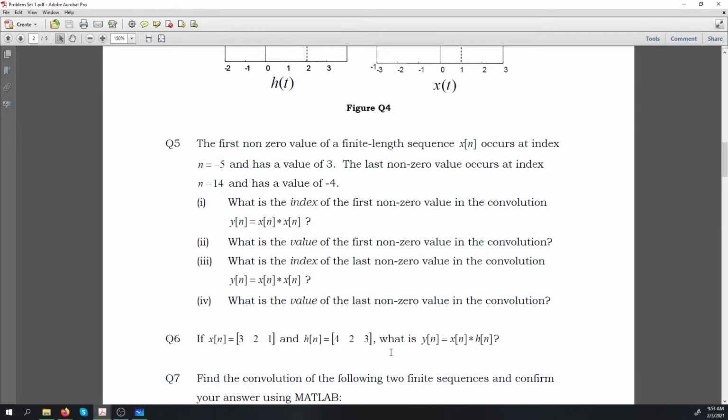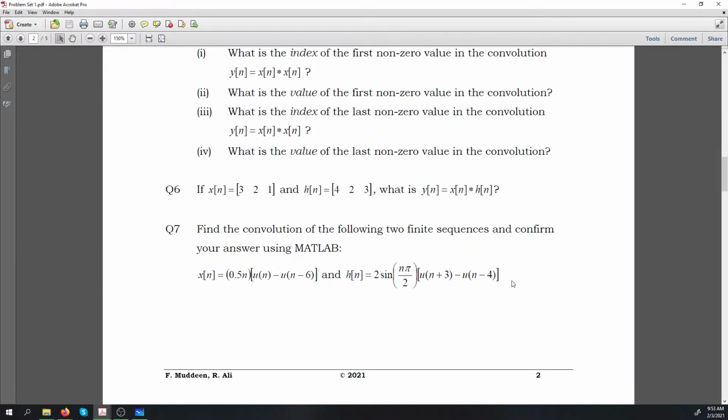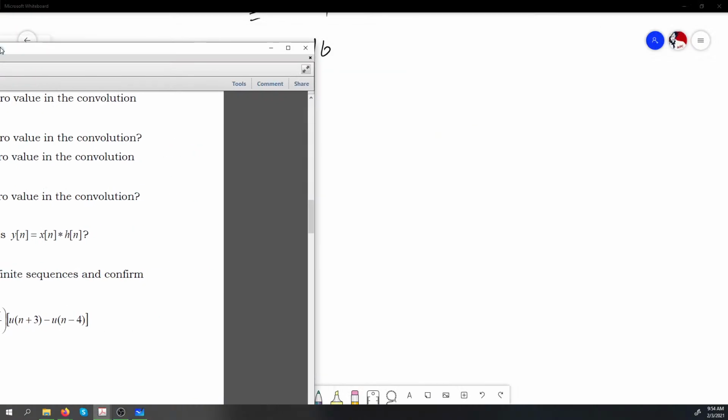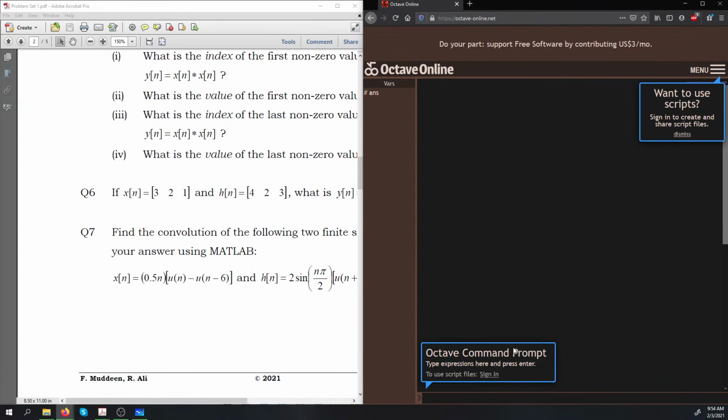And question 7 here was asking us to find the convolution of the following two finite sequences and confirm your answer using MATLAB. I'm going to have to use MATLAB here a little bit, but I'm going to use Octave Online, which is similarly the same thing as MATLAB, for me to formulate my sequences here.